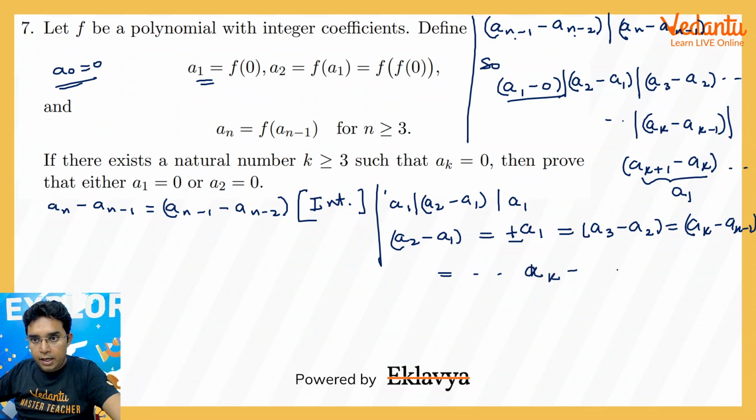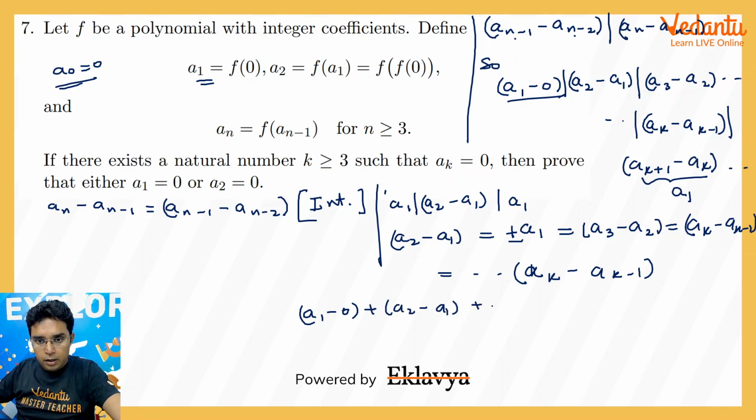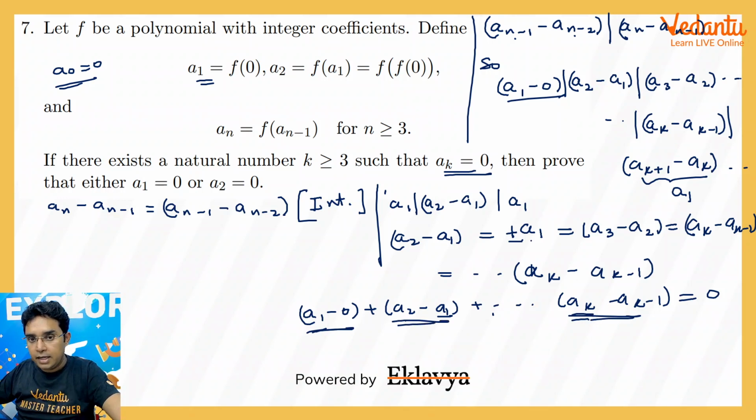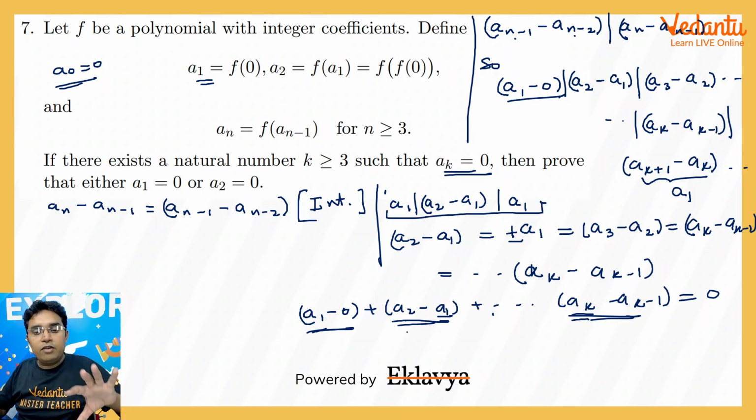I will write till a_k minus a_{k-1}. Now, if I add all these terms, a1 minus 0 plus a2 minus a1 and so on till ak minus a_{k-1}, you can check it is becoming a kind of Vn method. So a1 will be cancelled, then a2 will be cancelled, only ak will remain, but that too is 0 because we are given in the question. So the sum of all these terms is 0 and each term is either a1 or minus a1 as I claimed by this logic. So some of them will be plus a1, some of them will be minus a1.